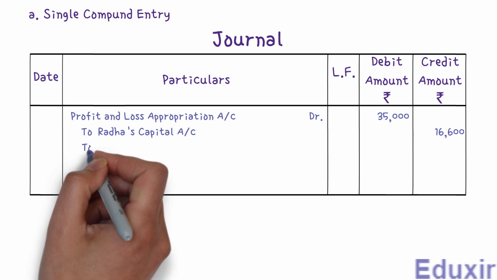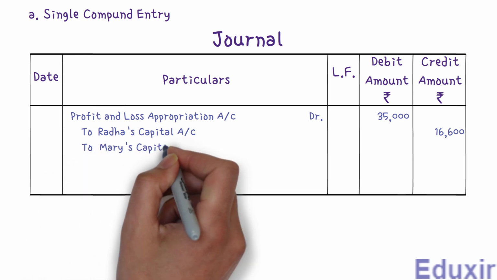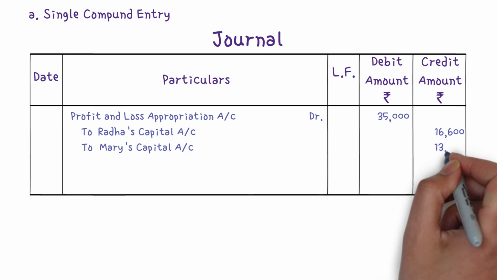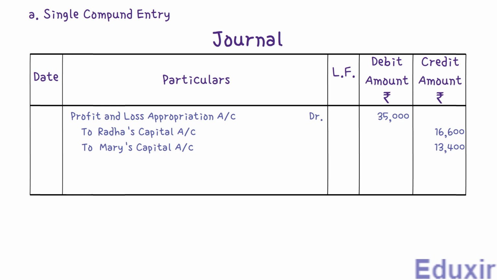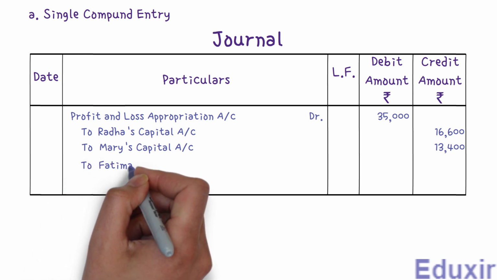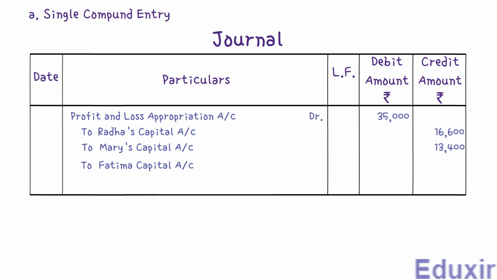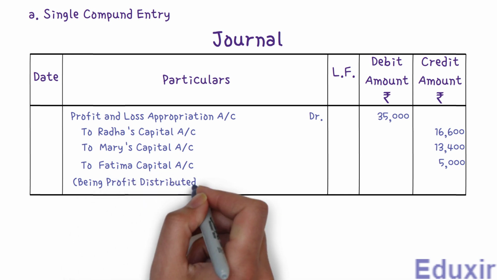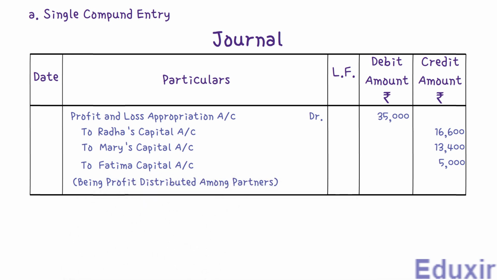Let us then write 'To Mary's capital account' to show the credit entry for the partner Mary. Let us then record the corresponding credit amount of 13,400 rupees in the credit amount column. Let us then write 'To Fatima's capital account' to show the credit entry for the partner Fatima. Let us then record the corresponding credit amount of 5,000 rupees in the credit amount column. Let us then write the description or narration of this transaction as being profit distributed among the partners. With that, we have completed journalizing a single compound entry for the distribution of the profits.